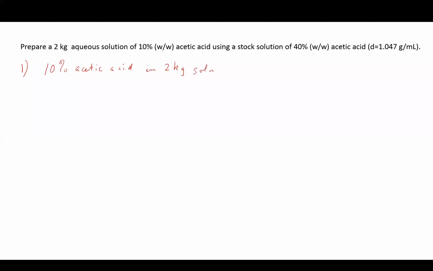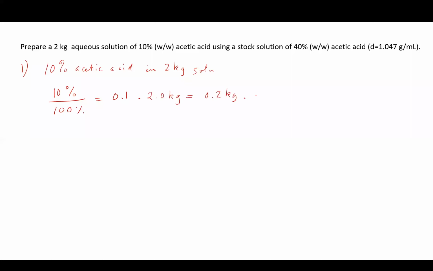Now, I'm going to give you a generic way to approach this if you don't know how to deal with the percent, because sometimes people get stuck here. If you take your 10%, you need to convert that to a fraction, so you divide by 100%. If you do that, you get 0.1. Now, 0.1 will be the fraction of the mass of this solution that is going to be your acetic acid. So it's 0.1 times 2 kilograms, and we get 0.2 kilograms.